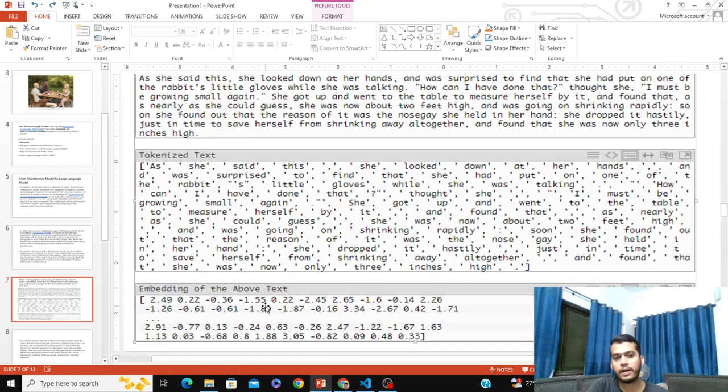And see the embedding of the above text with output probability. What is output probability? Now see the transformer next page.